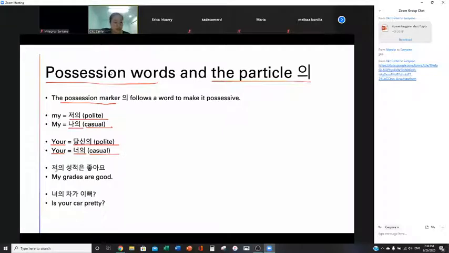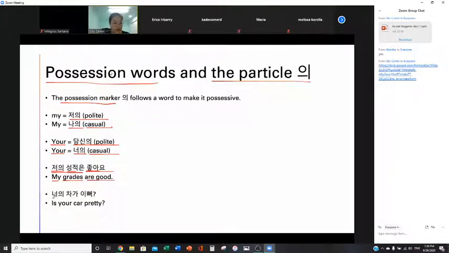So I made an example right here. 저의 성적은 좋아요. 저의 is my, 성적 is the grade. The grade belongs to me. It's not something that other people have, you have your grade. So 저의 성적은 좋아요. My grade is good.